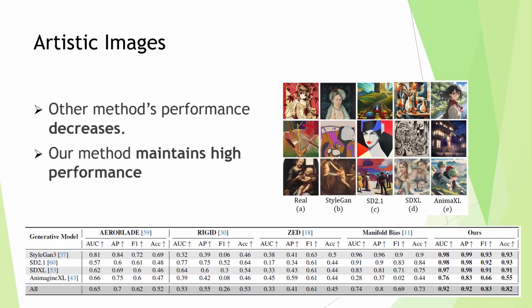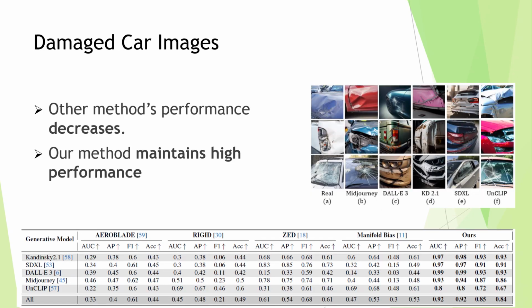We will now focus on specific image domains, starting with the domain of artistic images. Many existing methods experience a significant drop in performance. In contrast, our method maintains high detection accuracy. We also evaluate our method on a more specialized domain of damaged car images. This domain is motivated by the risk of insurance fraud, where generated images could be used to fabricate car accidents. Once again, the performance of other methods degrades substantially, while our approach remains reliable. This highlights the domain-adaptive nature of our conditional likelihood method.